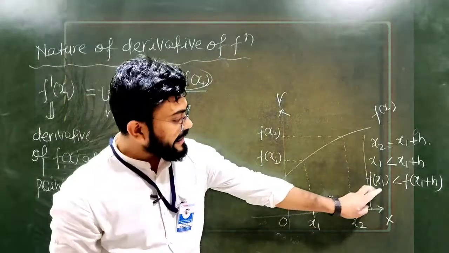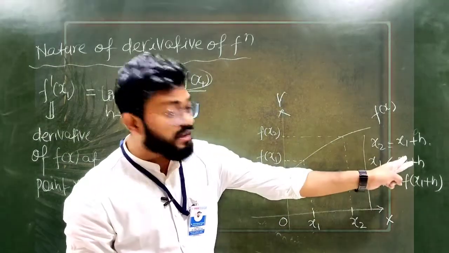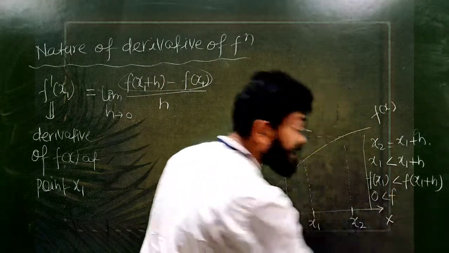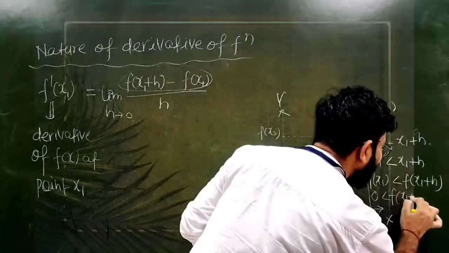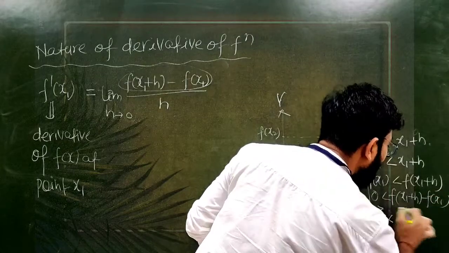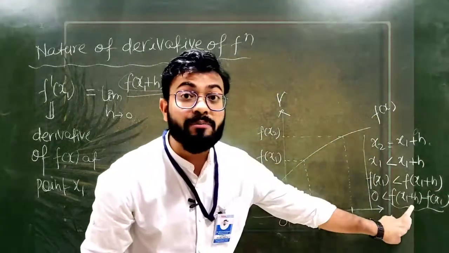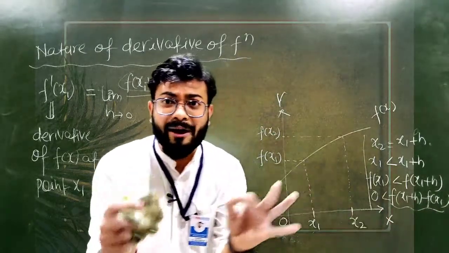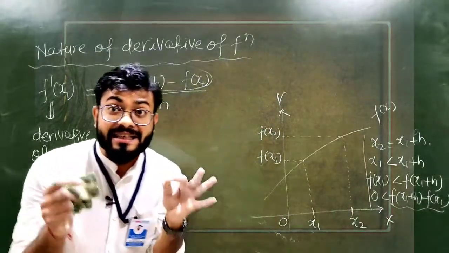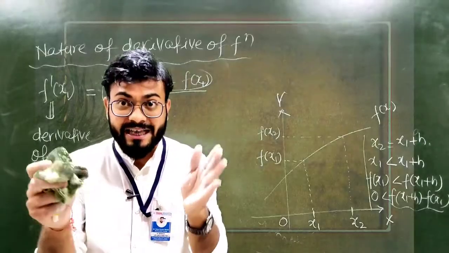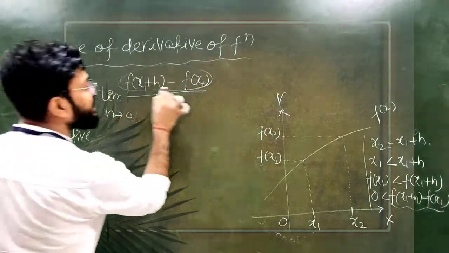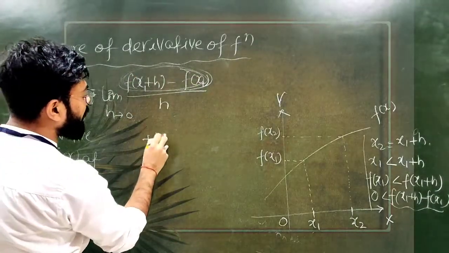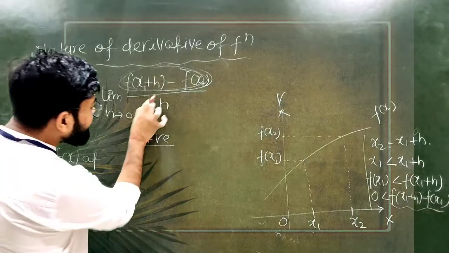From here you can see, if I transpose this x1 towards the right side, you will get that 0 is smaller than f of x1 plus h minus f of x1. You can see here, f of x1 plus h minus f of x1 is greater than 0. Any quantity which is greater than 0 is known as a positive quantity, yes or no? So I'll write like this, this term will be positive here. So this is positive divided by, so what is h?